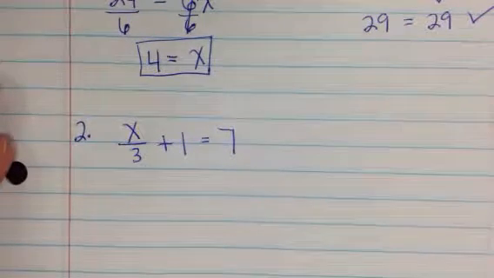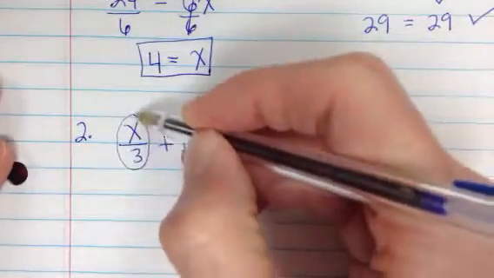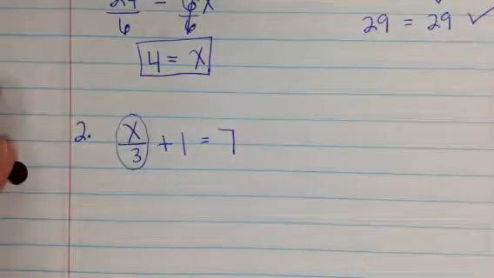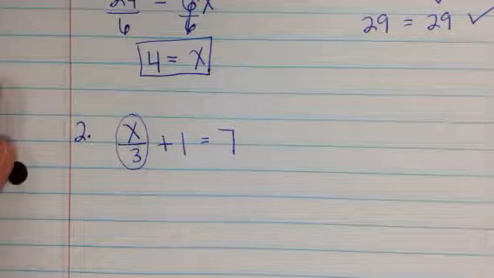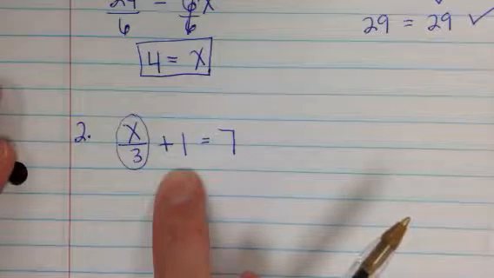All right, again, we want to find our variable. Okay, so our variable is connected to this division of 3. All right, I want to make sure that I isolate the variable, meaning I want to get it on one side by itself. So this plus 1 on the left-hand side, I need to remove that.